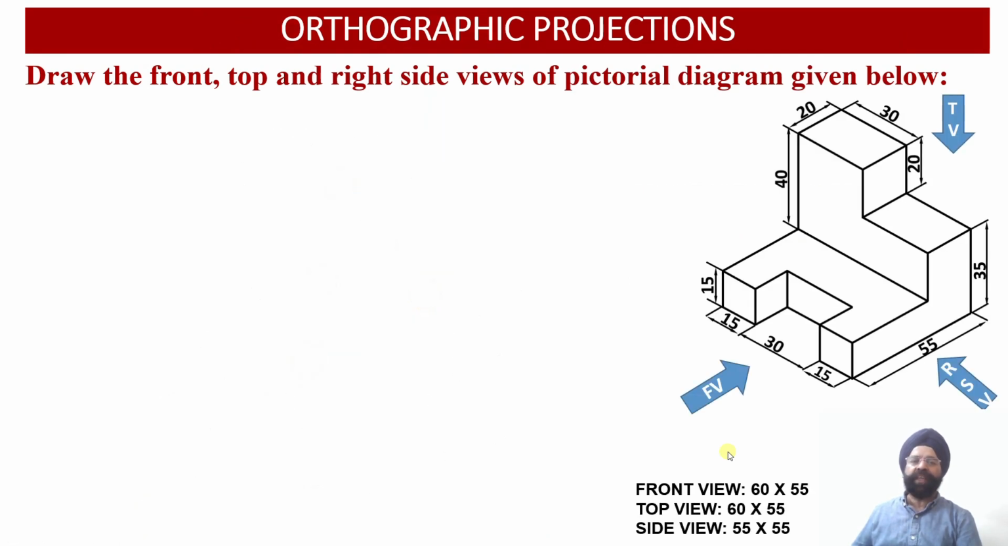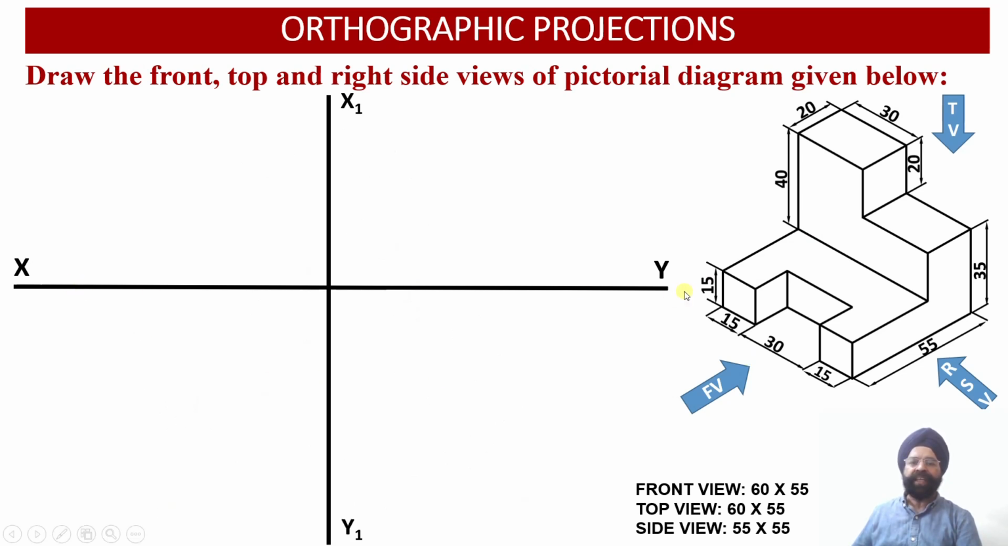So let us start with the construction of the orthographic projections corresponding to the solid. We have to draw the XY reference line, then the X1 Y1 reference line needs to be drawn. Since the right side view of this object needs to be drawn, the right side view in first angle projection will be drawn on the left hand side. Over here we are going to obtain the front view above the XY line, below the XY line we are going to obtain the top view of the solid, and over here the right side view of the solid will be obtained.